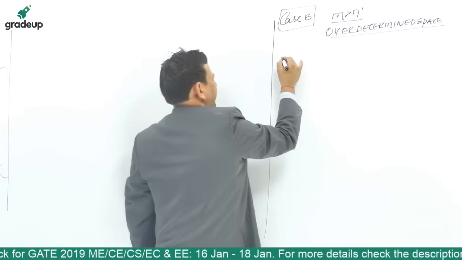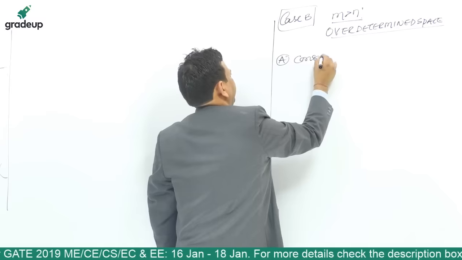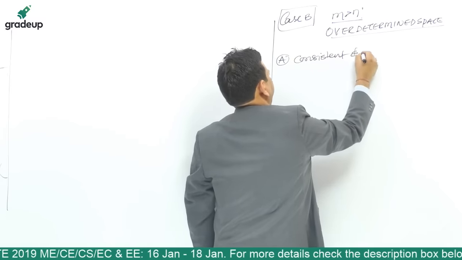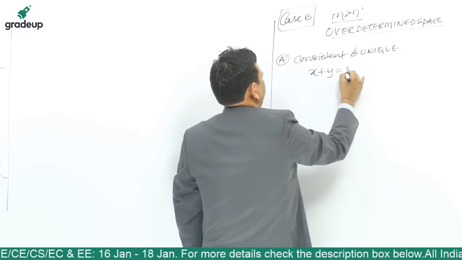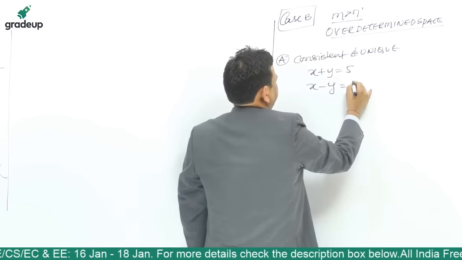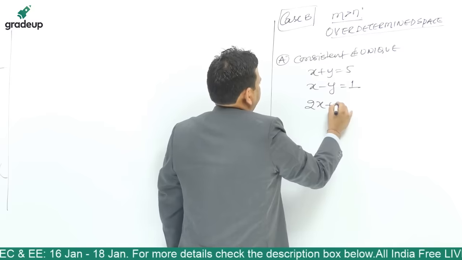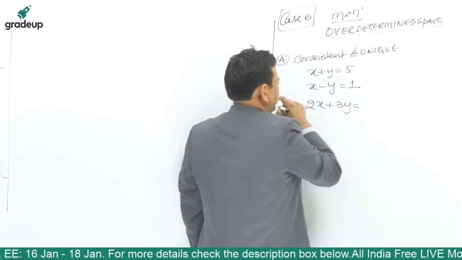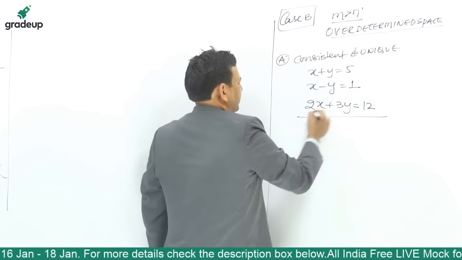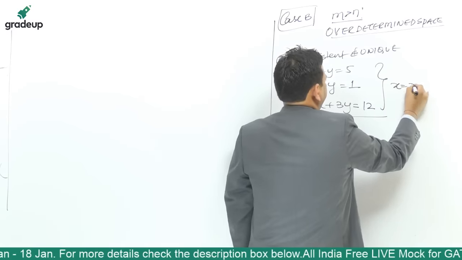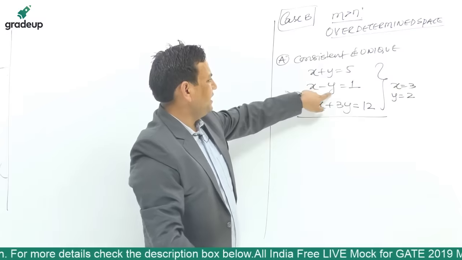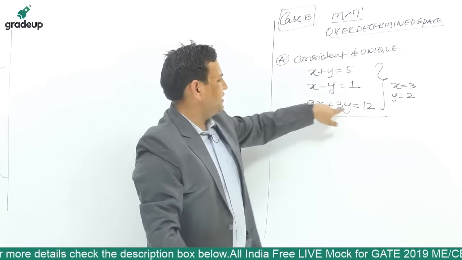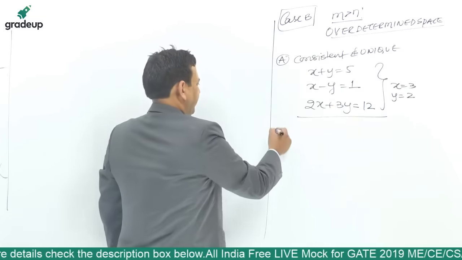Now I am writing all the three cases. First, consistent and unique solution. So let's see first, x plus y is equal to 5, x minus y is equal to 1, 2x plus 3y is equal to 12. So there is only one solution, x is equal to 3, y is equal to 2, which is satisfying all: 3 plus 2 is 5, 3 minus 2 is 1, and 6 plus 6 is equal to 12. Okay.